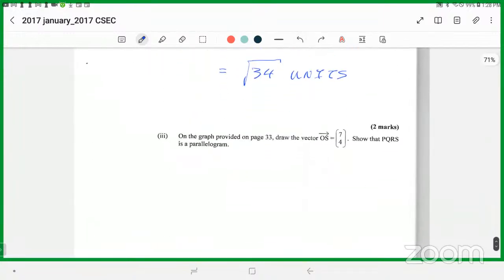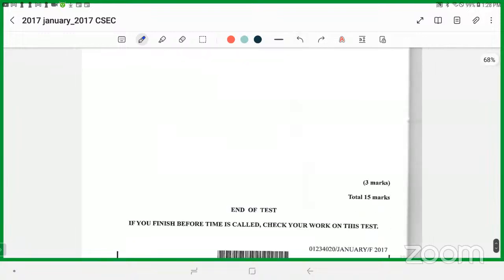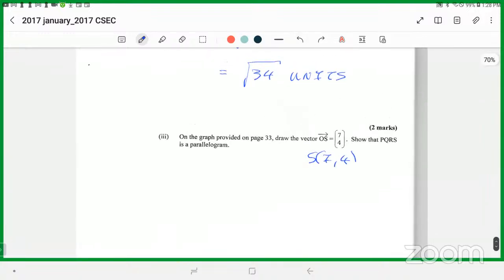Next part says, on the graph, draw the vector OS, 7, 4. So if OS is 7, 4, it means that S is the point 7, 4 with the same values. But we must draw the vector OS and then show that PQRS is a parallelogram. It's the last question to end the test. Wow. All right. We're done.